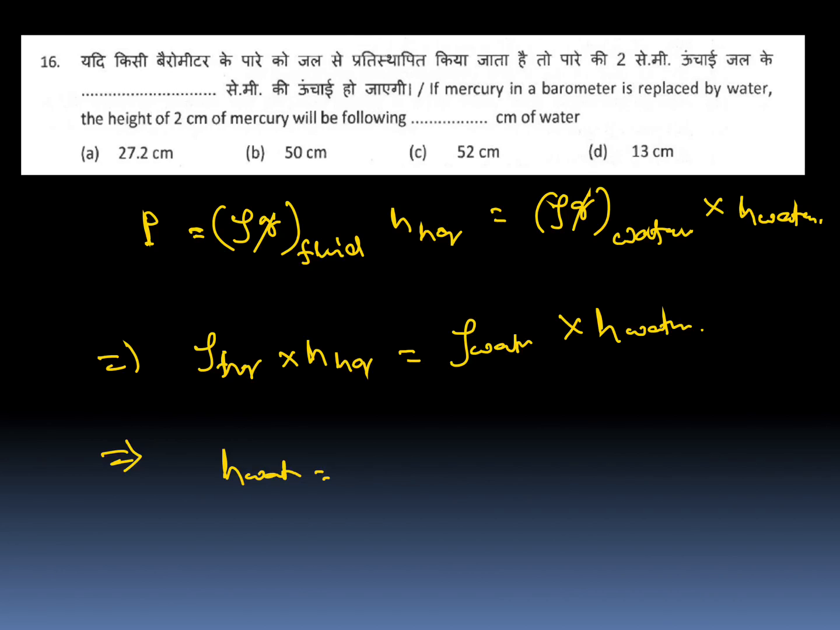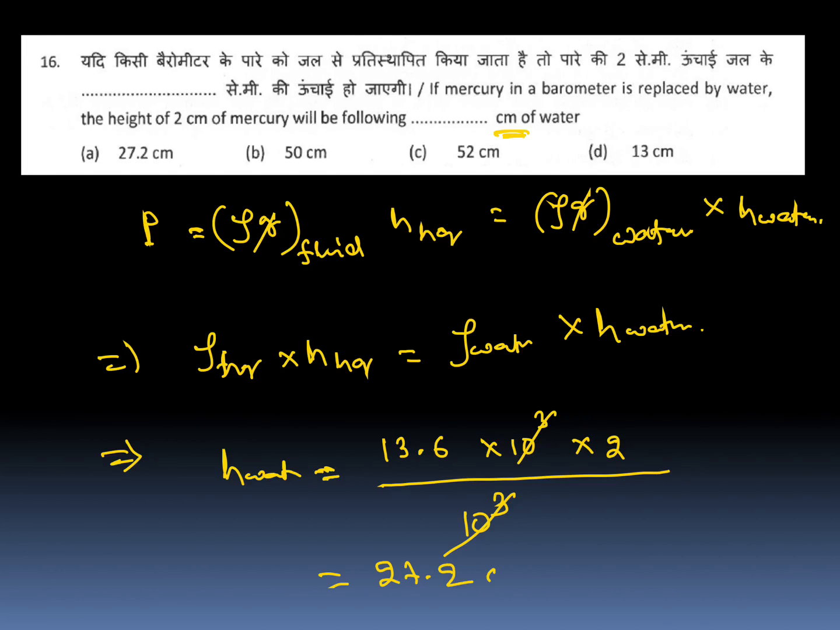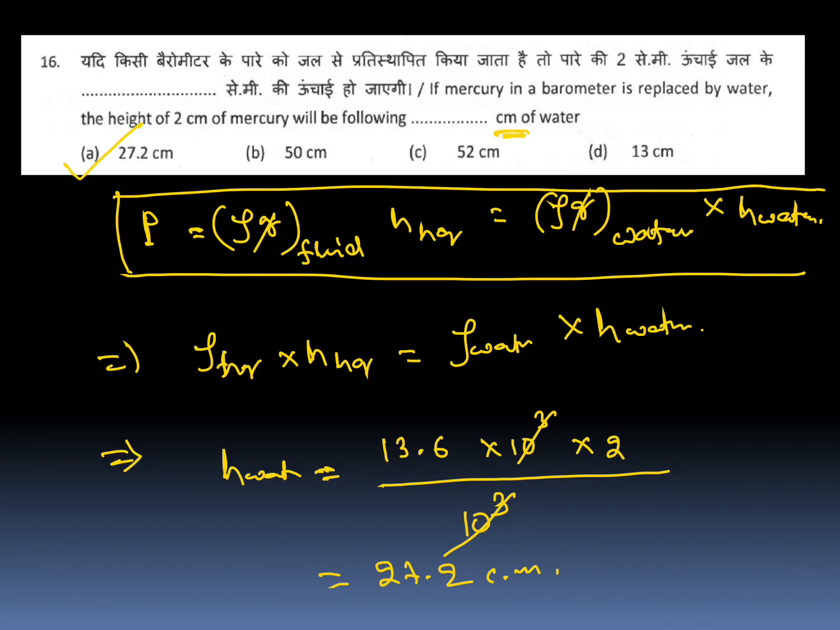So given is density. For density of Hg, it's 13.6 into 10 to the power 3, into height which is 2 centimeter. Here also water in centimeter, so no need to change it. Divided by density of water, it's 1000 kg per meter cube. Then 13.6 into 2, you will get 27.2 centimeter. A is your answer. You just remember this one, then put the values, you will get your answer. P equal to rho GH.